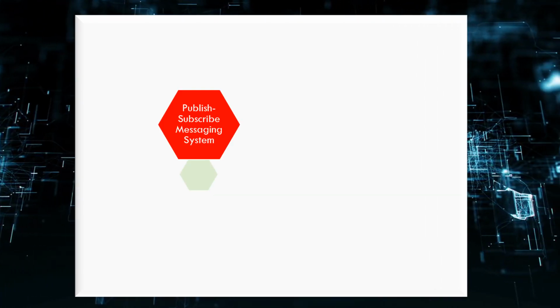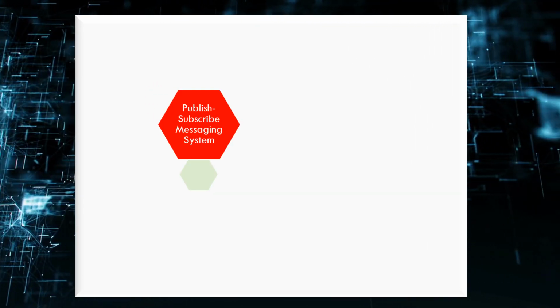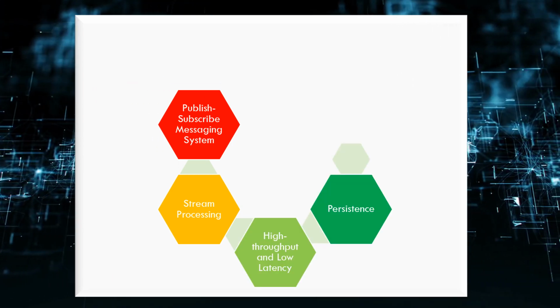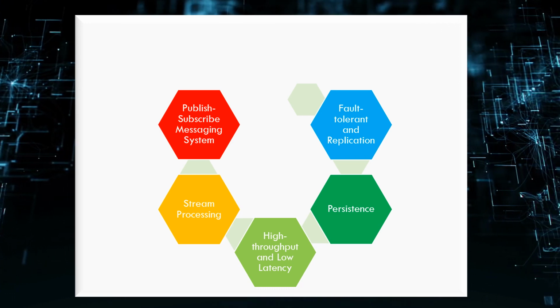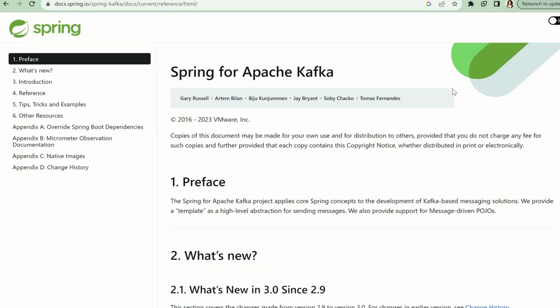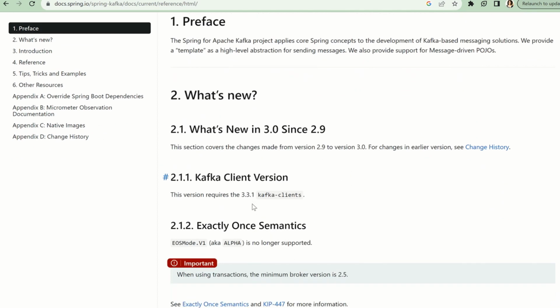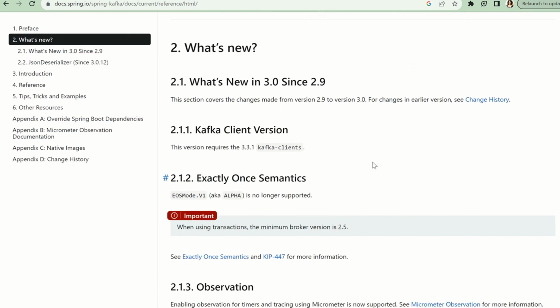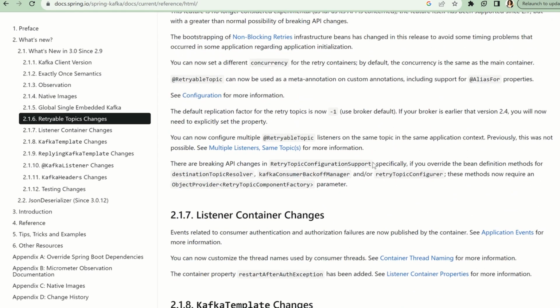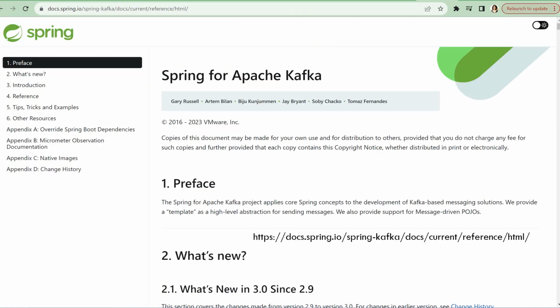Kafka has several key features like publish-subscribe messaging system, stream processing, high throughput and low latency, persistence, fault tolerance and replication, and being distributed and scalable. You can see more detail for Apache Kafka on the Spring website, and here you can see the different information related to what's new in each version, along with the different ways we can implement this. All this link information you can find in my description.